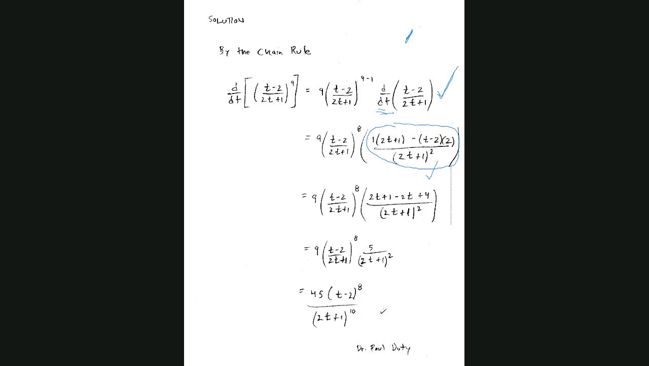Nice things happen when we simplify. The two t's cancel out. And this is going to be your final answer for your derivative. Final answer will be 45 times t minus 2 to the 8th power over 2t plus 1 quantity to the 10th power.